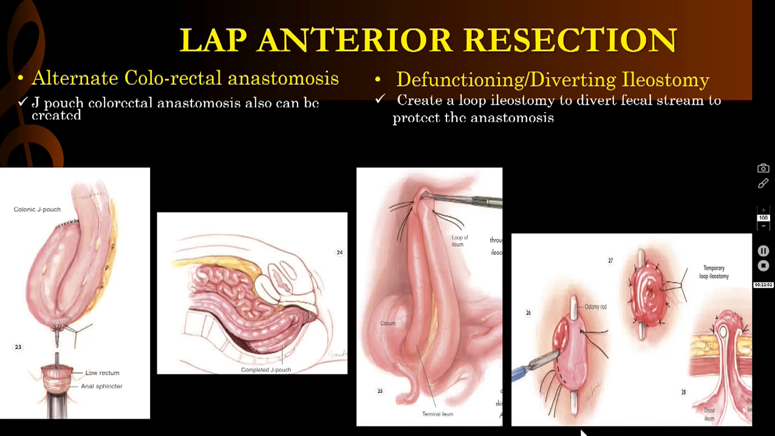You have to put a rod behind the loop of the ileum. Then you have to open it immediately. And then you have to fix it to the anterior abdominal wall skin. You have to put this rod so that this ileostomy won't get retracted. This is what you are seeing here also. So we have to create a temporary defunctioning or diverting ileostomy.